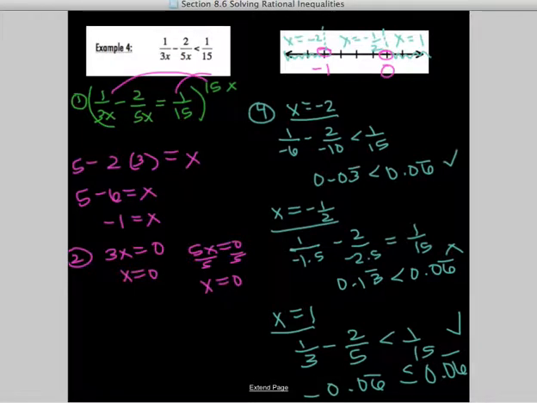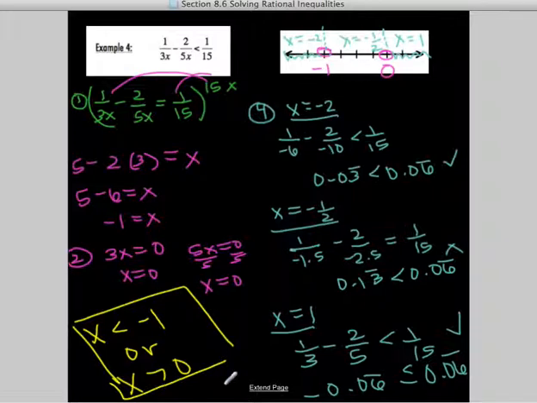And now the last step to do is write my answer. And my answer would be that x is to the left, or less than negative 1, or x is greater than 0. There is my answer for example 4.